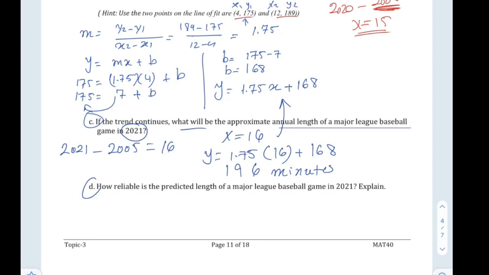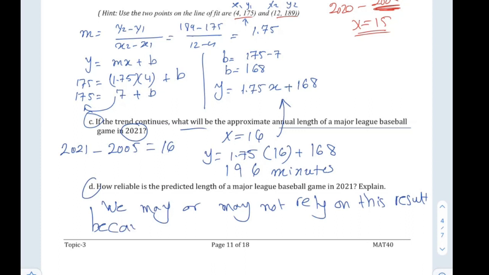Of course, it's not that reliable because not all of the data points are close to the line of fit. So there is no consistent trend regarding the length of the games. That means we may or may not rely on the predicted length in this result, because not all of the data are close to the line that we have graphed.